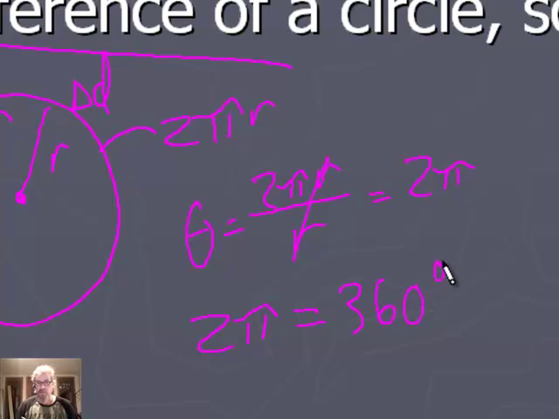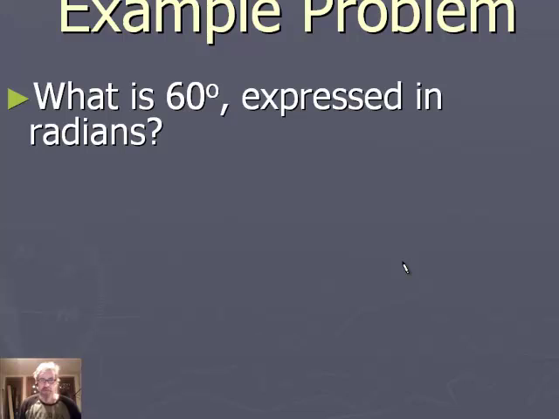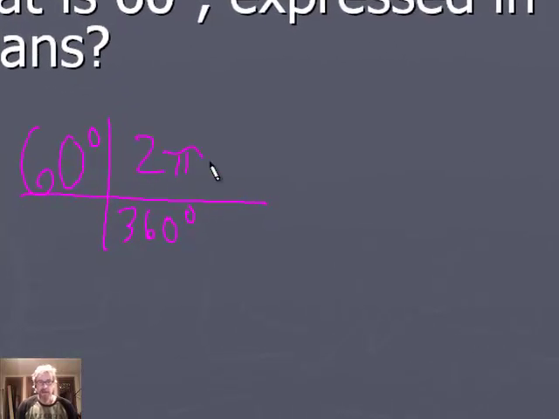Let's use that fact to solve this example problem. The question here is, what is 60 degrees expressed in radians? Well, let's start out with 60 degrees, and then we'll just use a dimensional analysis technique here. 360 of those degrees is 2 pi in radians. And so we can solve this problem. It turns out to be 1.05. Remember, no unit, because radians are unitless.